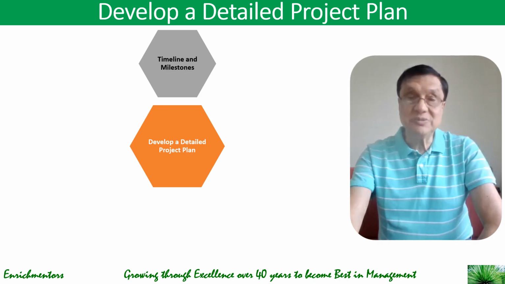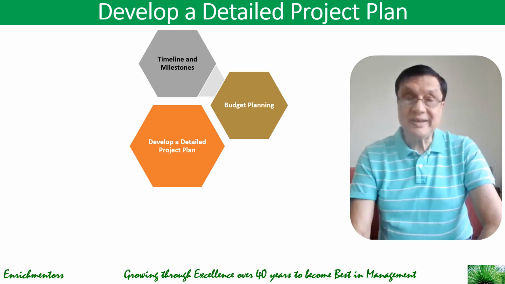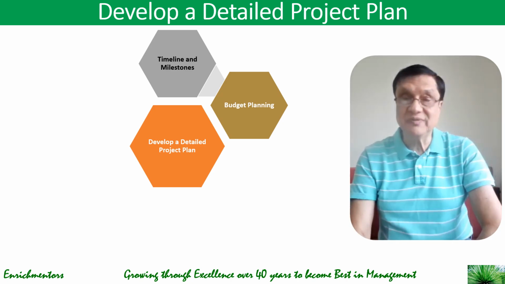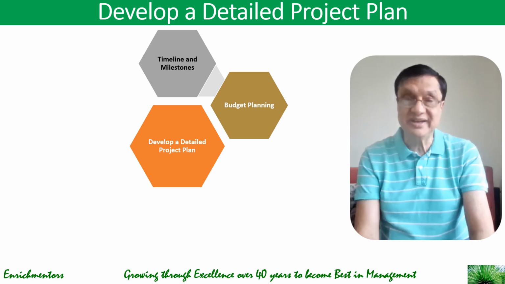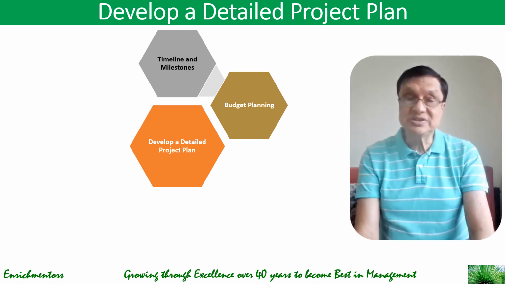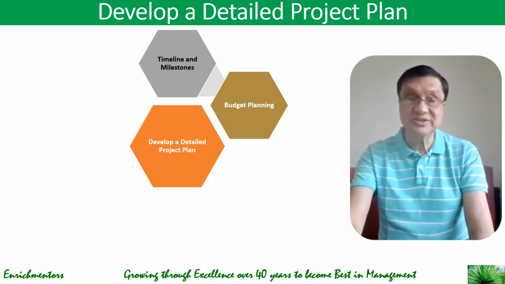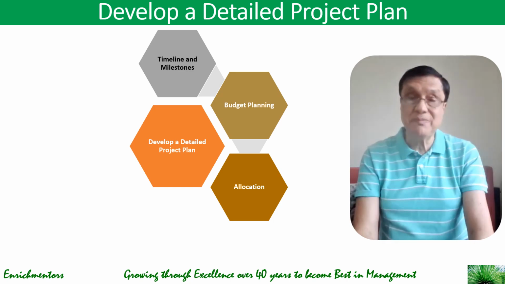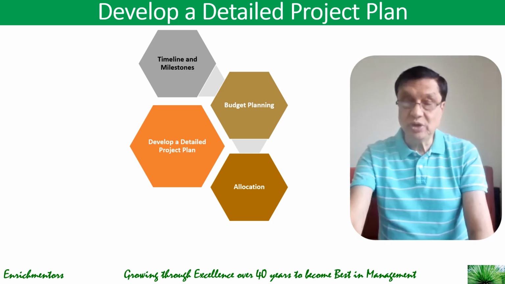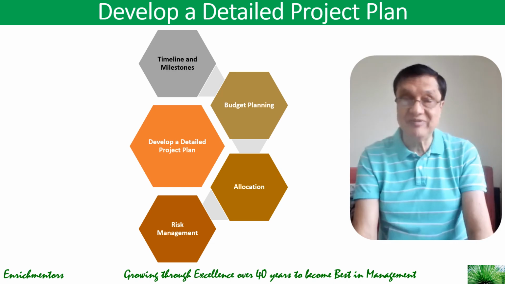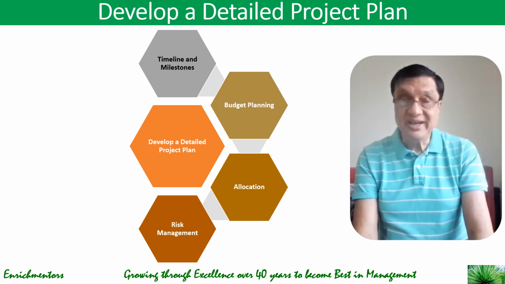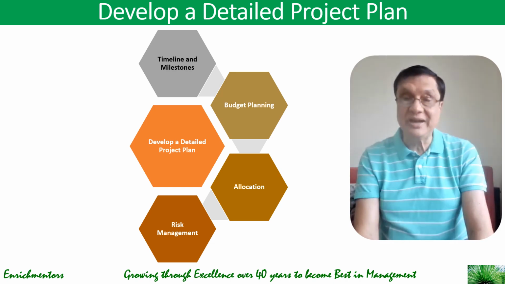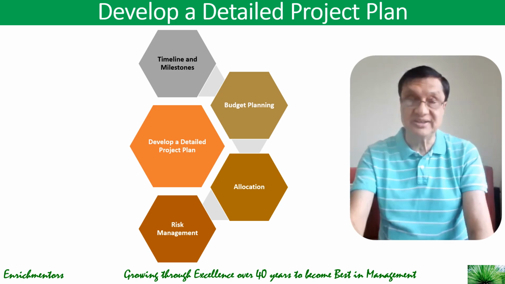Also, in the detailed project plan, you do budget planning. You include detailed cost estimates of labor, materials, and equipment, and set aside a contingency fund for unexpected expenses. You allocate resources, assign responsibilities to team members or contractors. Identify resource gaps, that's very critical, and plan for procurement. Then you also identify potential risks and develop mitigation strategies. And you use a risk matrix to prioritize and monitor the risky tasks.